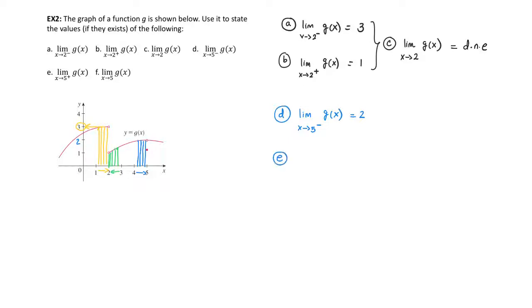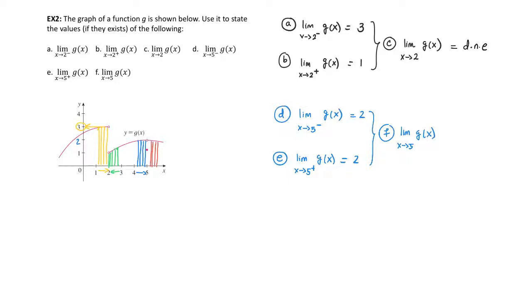And then I'm going to go to E. E is asking for the right-hand limit, the limit as x approaches 5 from the right of g of x. When I do that, I am going to go up to my graph, and I am approaching 2 as well. So I am going to say 2. Now, part F of the question is asking what is the double-sided limit at 5? Does it exist in this case?